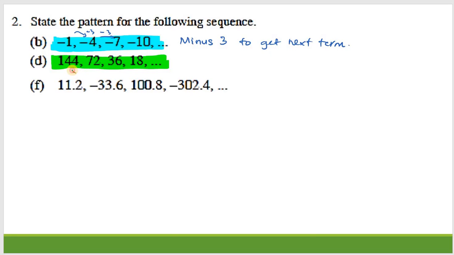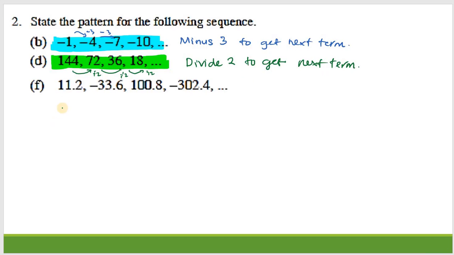So you see 144 divided by 2 gives 72, and then continue to divide by another 2, and then another 2, and then get 18. So this is divide 2 to get the next term. Okay, same. So you must remember when we have a reducing list of numbers, we try to check whether it's minus or divide.